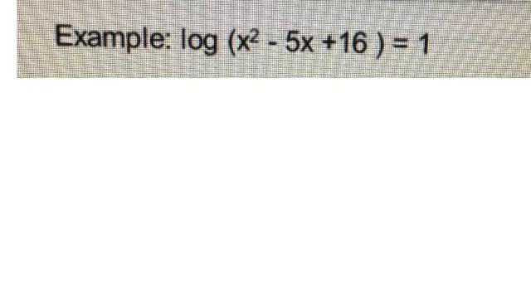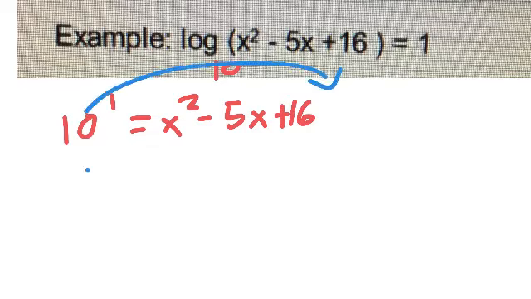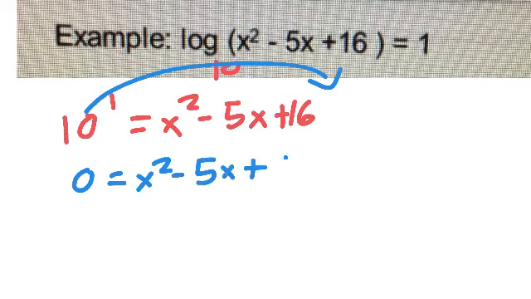Okay, so now our argument is a trinomial, x squared minus 5x plus 16. So again, I have an understood base of 10. So this is going to be 10 to the first equals x squared minus 5x plus 16. Well, 10 to the first is just 10. And then I'm going to move the 10 over so I can get it equal to 0. So I've got 0 equals x squared minus 5x plus 6. So now I have a trinomial equal to 0.